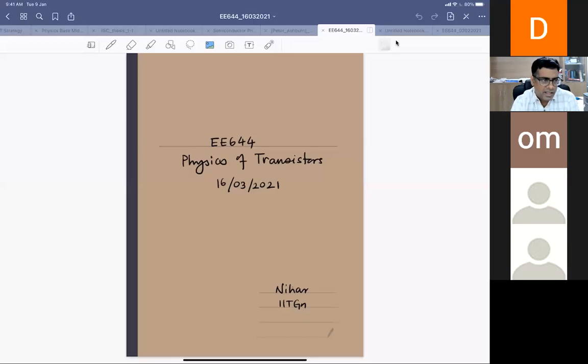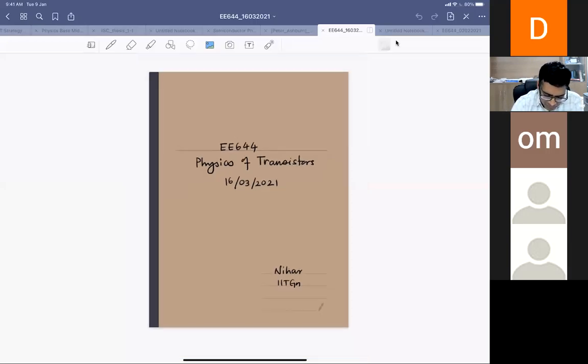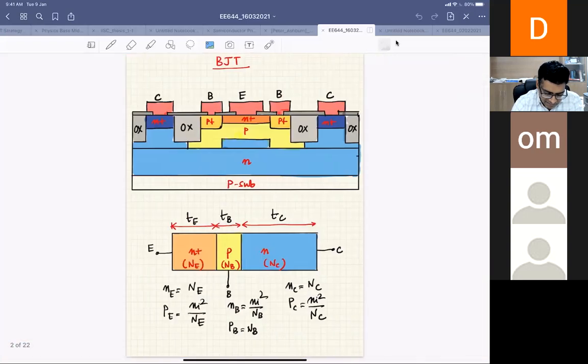Before the break, before the exam, we were discussing bipolar junction transistors. I'll just quickly go through it. All of you now know the construction of a bipolar junction transistor.